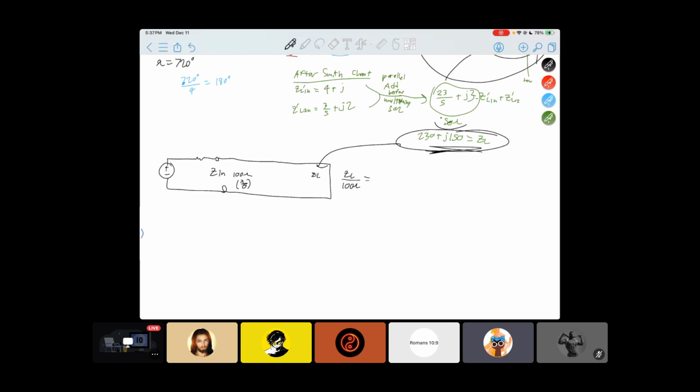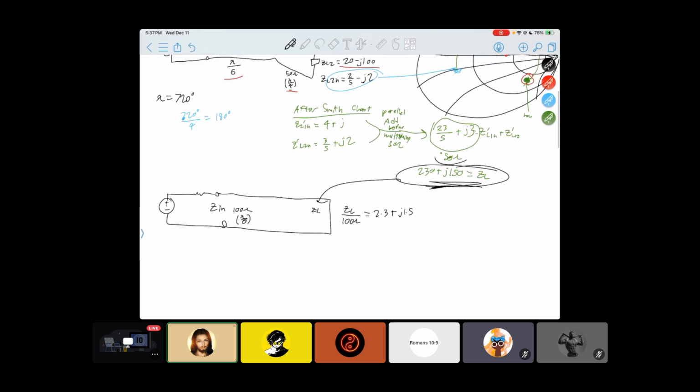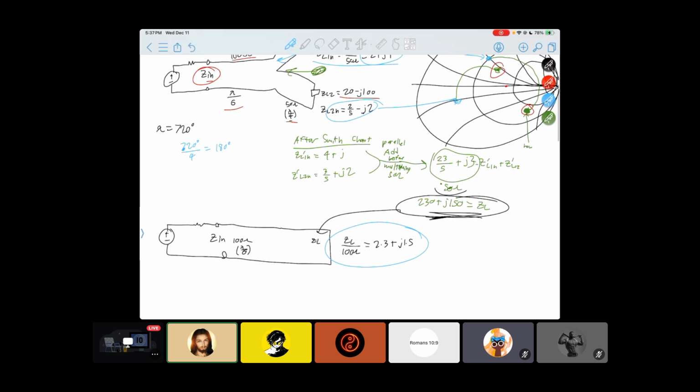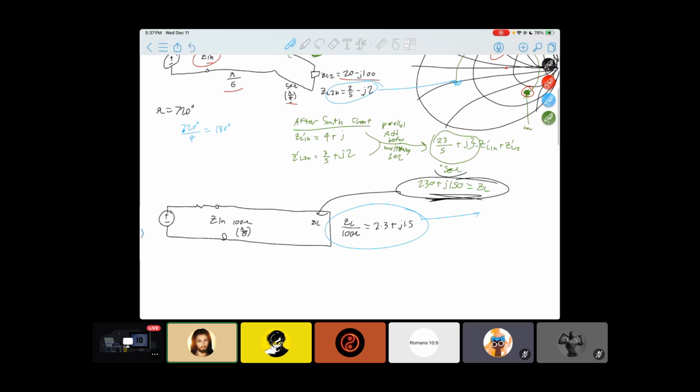So we have 2.3 plus j1.5. And so now it's the exact same thing we did before, where we're going to go to the Smith chart and we're going to plug it in. And now we're going to have to turn. Remember, we're still going towards the generator because we're starting at the load and we're going towards the generator because Zn is to the left of ZL.